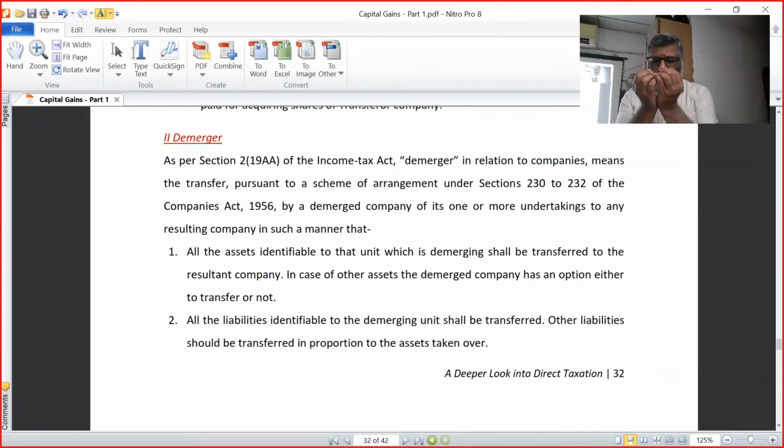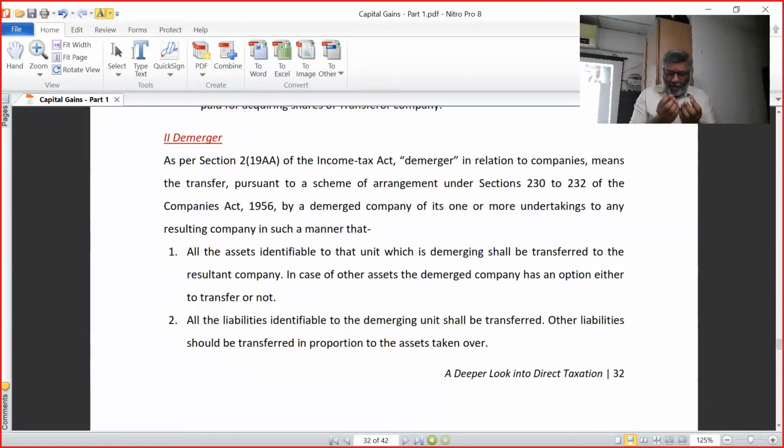What is demerger? One company splitting into two. I am transferring, because I want to focus more, a unit or division into another company. In law, the company which is going to split is known as the demerging company, and the result of the demerger is one other company, which is called the resultant company. Repeating, the transferor entity is known as the demerging company, the transferee entity is known as the resultant company.